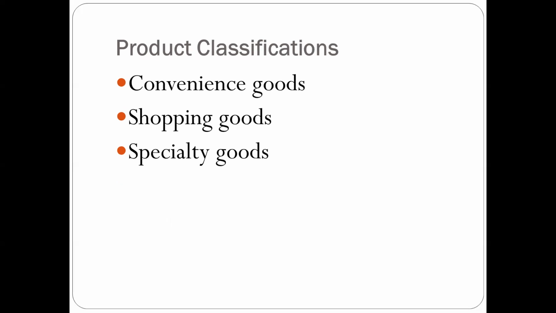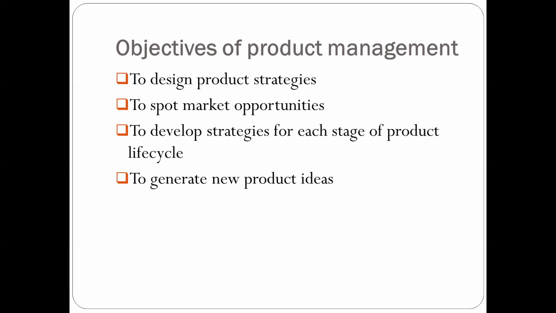Then what are the classifications of product? There are convenience goods, shopping goods, and specialty goods. What are the goals and objectives of product management? To design product strategies, to spot market opportunities, to develop strategies for each stage of the product life cycle, and to generate new product ideas.